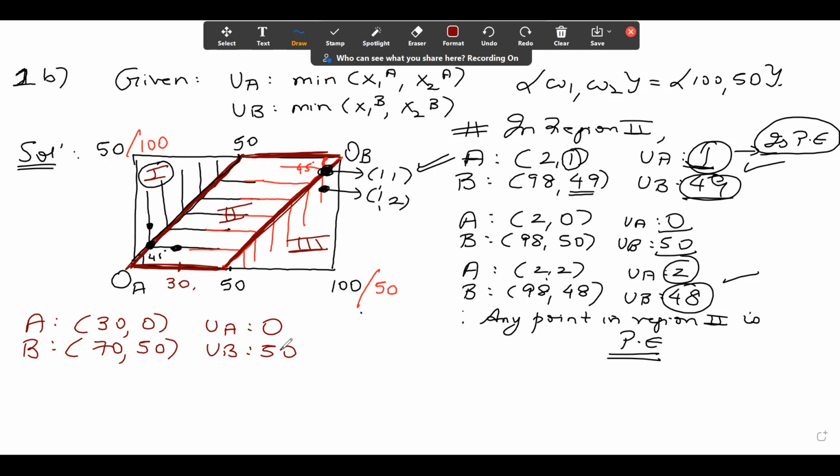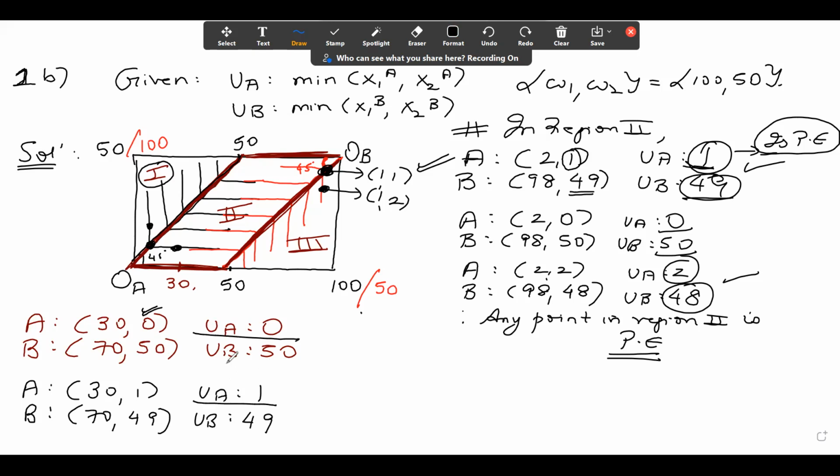Suppose I try to make A better off. A needs 1 unit here to become better off. Suppose B gives that 1 unit to A. What is the utility A gets now? 1. What is the utility B gets? 49. Compare both. A has become better off by making B worse.